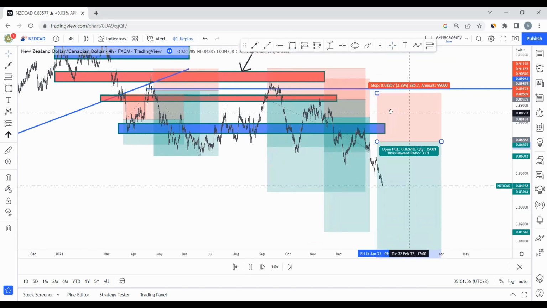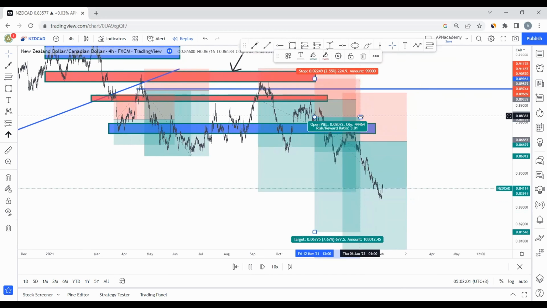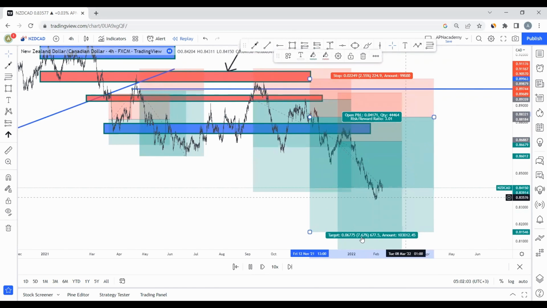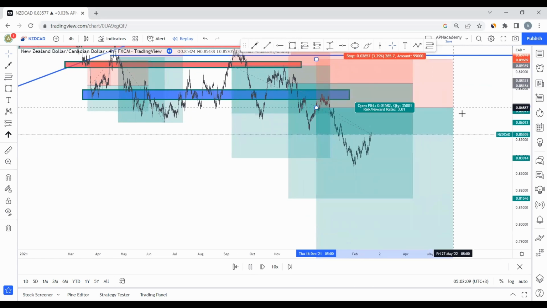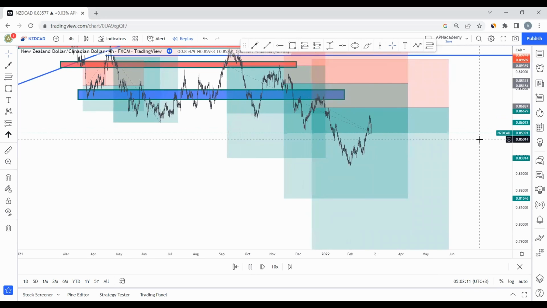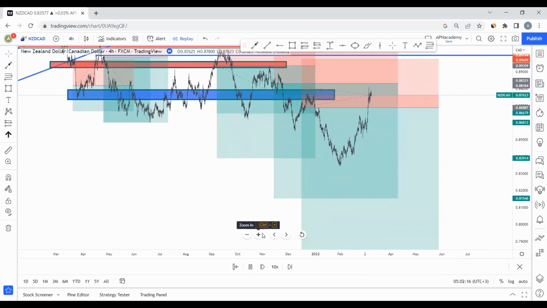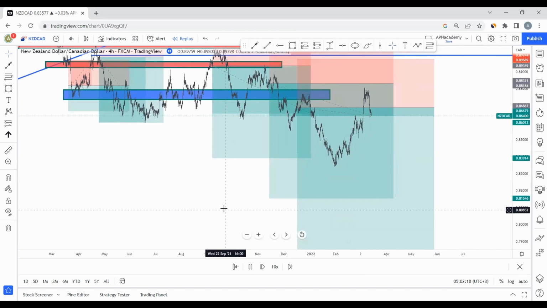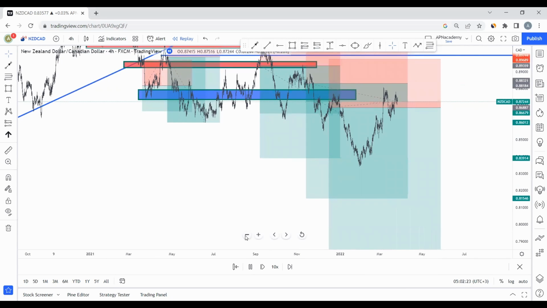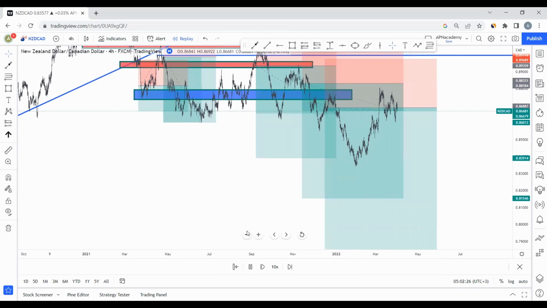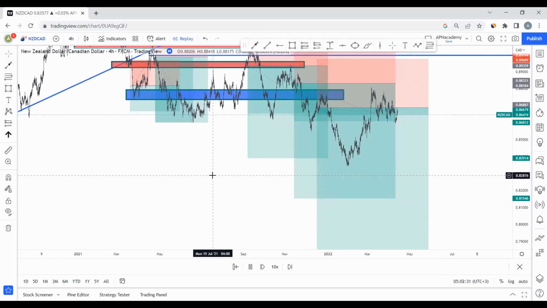Let me just extend this. Sorry. I need to extend this, like this. Just extending them so that we can see where we hit take profit from, or where we hit stop loss from. So we went into a bit of a drawdown into the new trade. So let's see how it plays out.